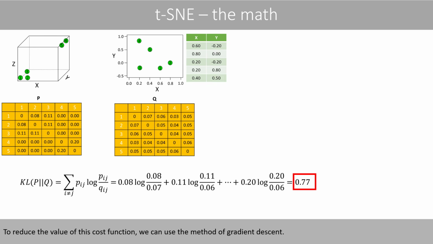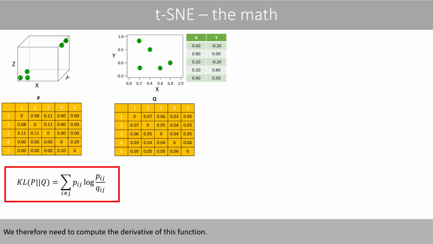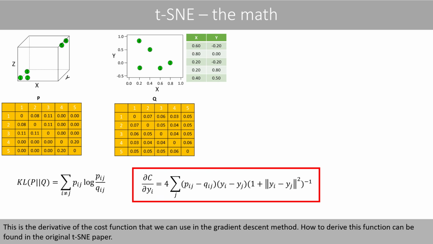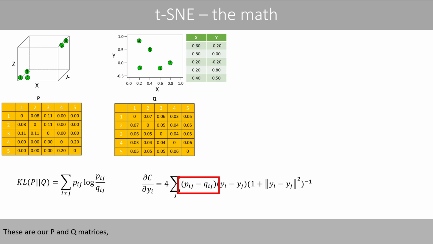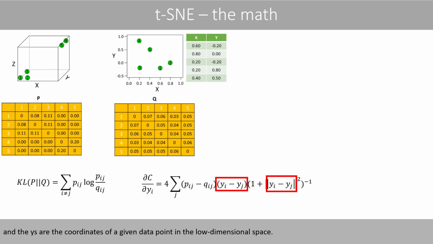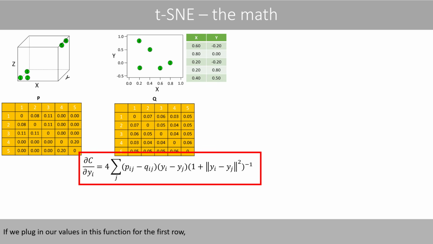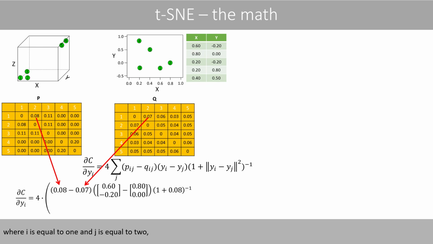To reduce the value of this cost function, we can use the method of gradient descent. We therefore need to compute the derivative of this function. This is the derivative of the cost function that we can use in the gradient descent method. How to derive this function can be found in the original t-SNE paper. These are our P and Q matrices, and the y's are the coordinates of the given data points in the low-dimensional space. We now plug in our values in this function for the first row, where i is equal to 1 and j is equal to 2.